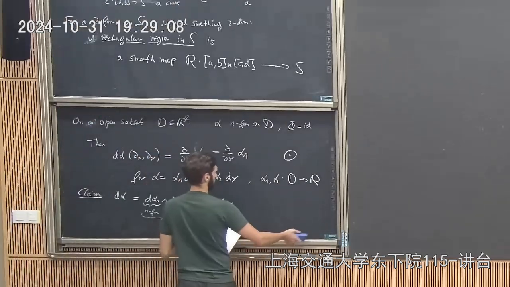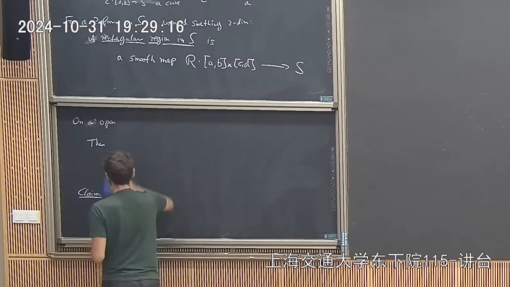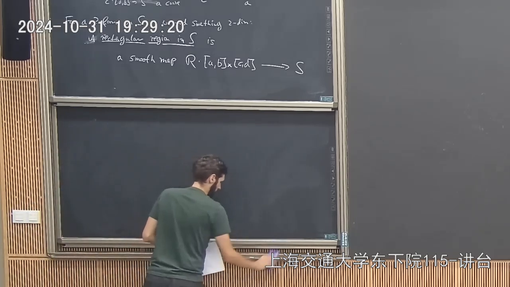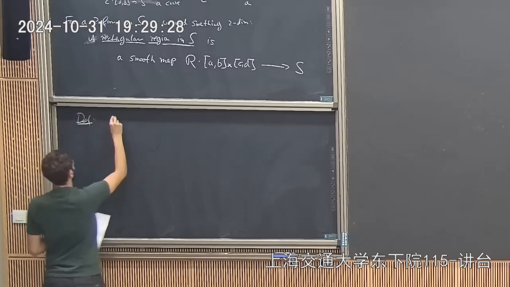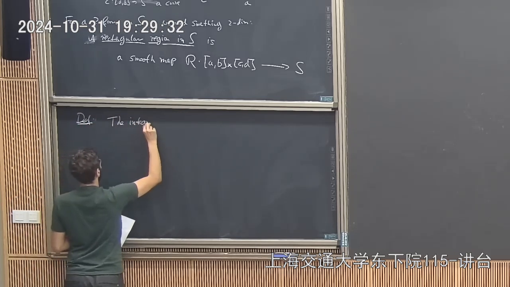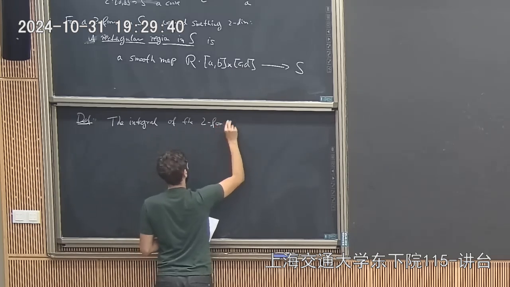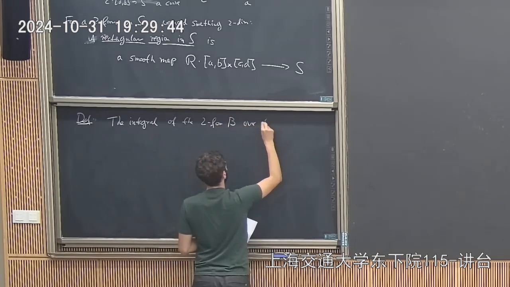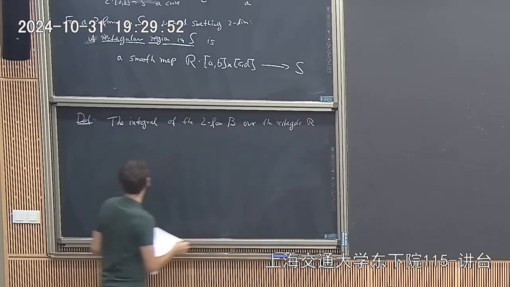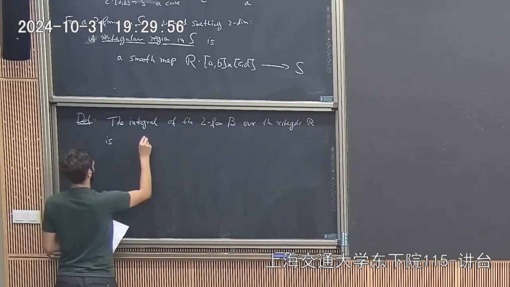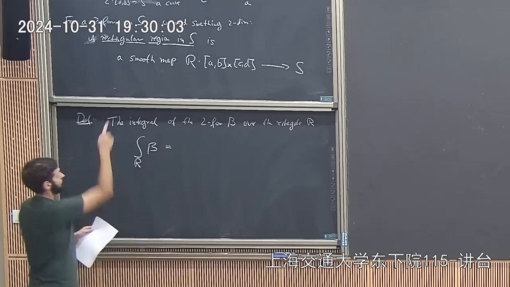Once we have such a rectangular region R, then we can define the integral of the two form beta over the rectangular region R. It is given by a very similar formula to the one on the left hand side, so we take inspiration from this formula upstairs.